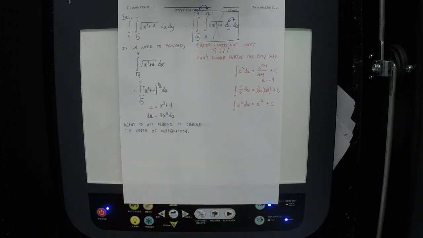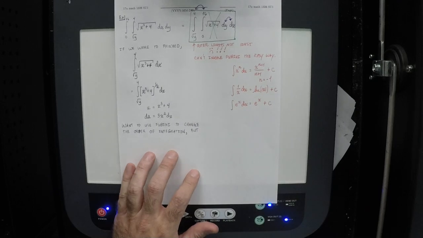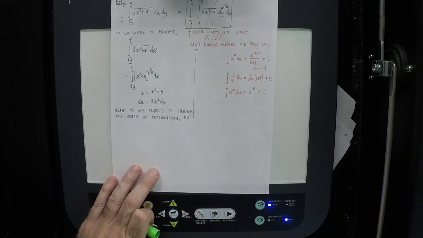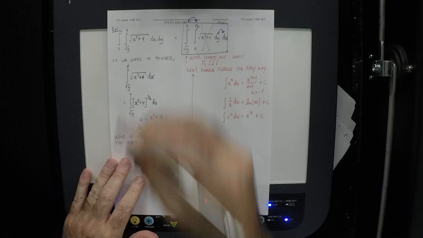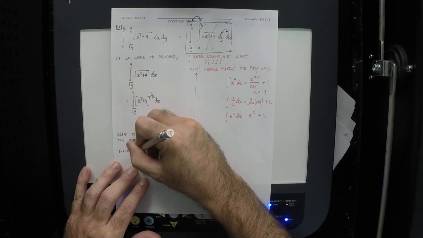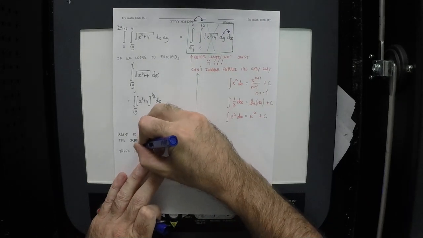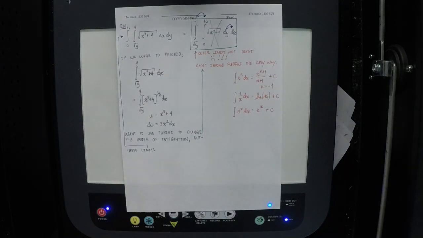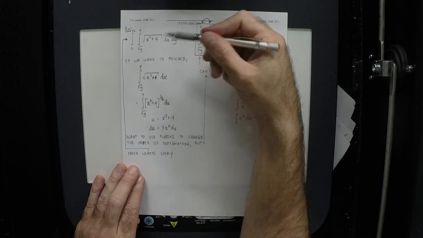Okay, we want to use Fubini's to change the order of integration. But we can't do it the easy way. Okay, so we're going to have to do it the hard way. So these limits, so those limits imply bounds on x and y.